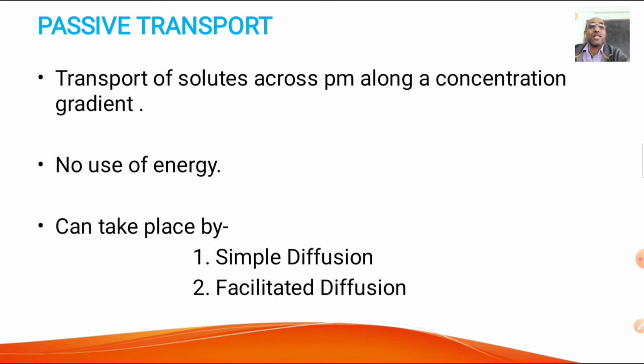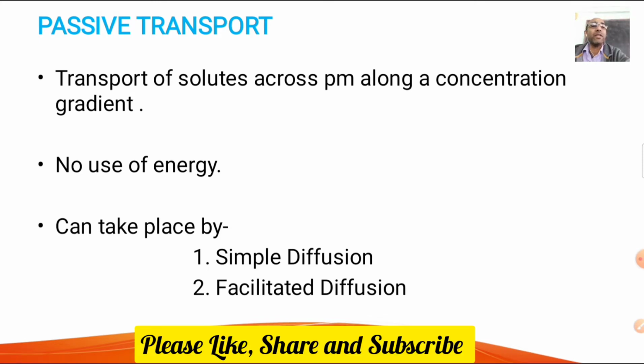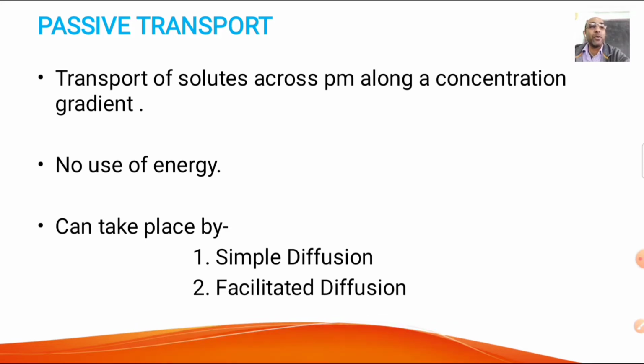Passive transport can take place by means of simple diffusion as well as facilitated diffusion. You know about diffusion. Diffusion is the process in which the molecules or ions of gases, liquids and solids move from their higher concentration to their lower concentration. So, passive transport can take place through simple as well as facilitated diffusion. Let us know what simple and facilitated diffusion are.